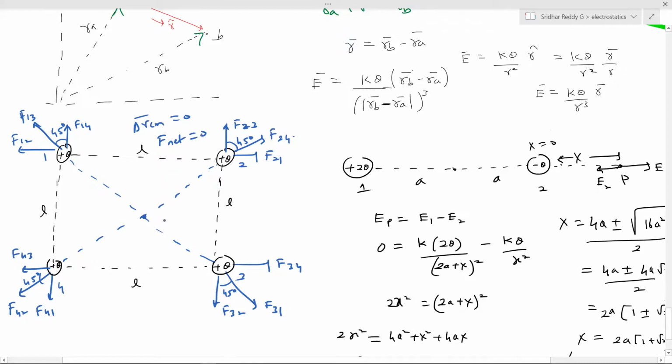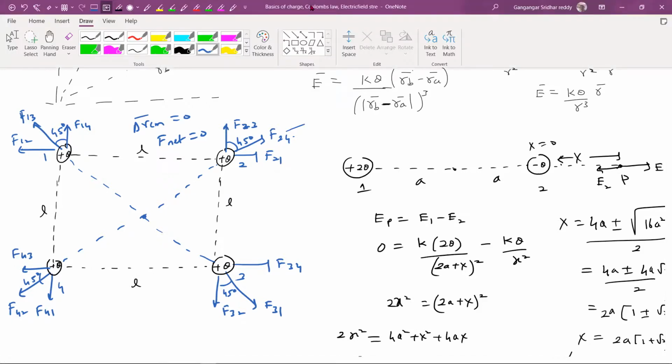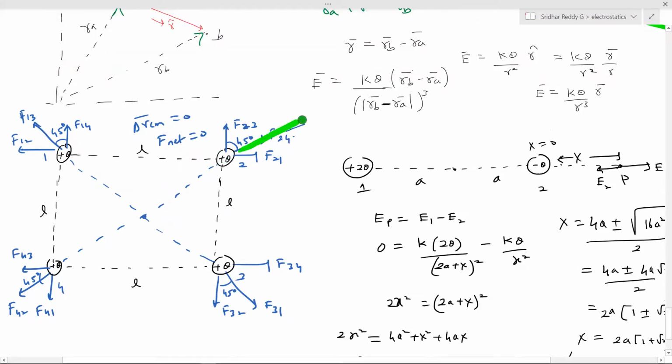We know if net external force is 0, center of mass will not shift, but individual charged particles will be moving. So how will this point charge Q move? It will move along this diagonal. This one will move in this direction, this will move in this direction, and it will move in this direction. It will expand. The separation between them will increase. And at any instant of time, the separation between 1 and 2 should be equal to the separation between 2 and 3. Separation between 4 and 3 should be equal to the separation between 1 and 4.